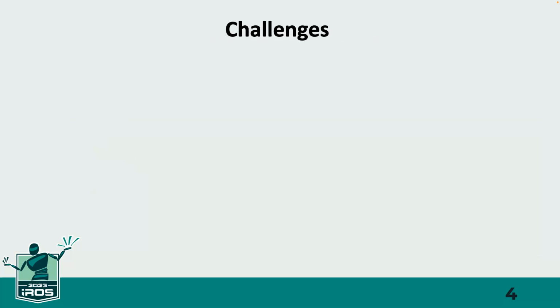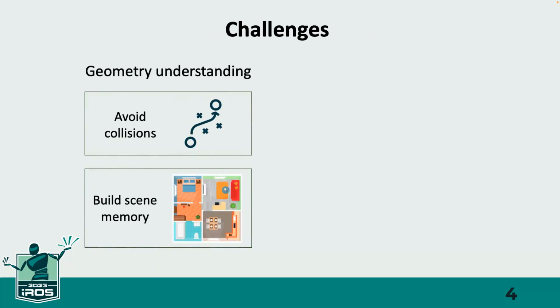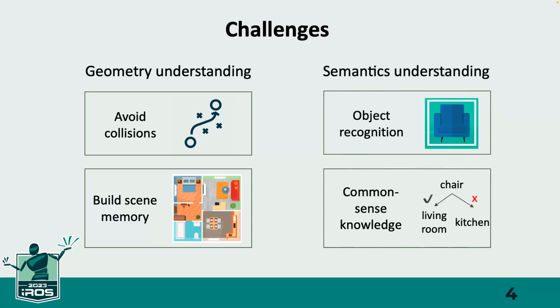This task is quite challenging. First, it requires geometry understanding, including the ability to avoid collisions and also build long-term scene memory to explore the unseen areas more efficiently. Second, it requires semantic understanding. Beyond object recognition, it's also important to have common sense knowledge of the scene arrangement. For example, knowing that chairs are usually in the living room rather than in the kitchen can optimize the policy to prioritize the search in living rooms for a chair.